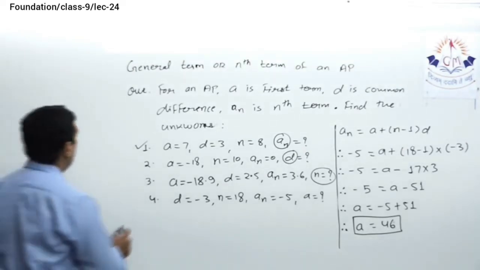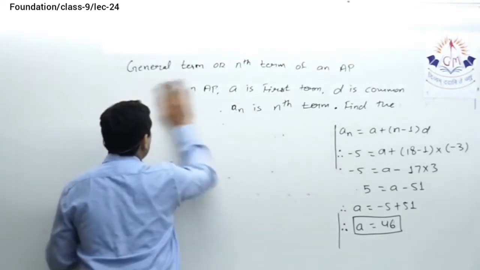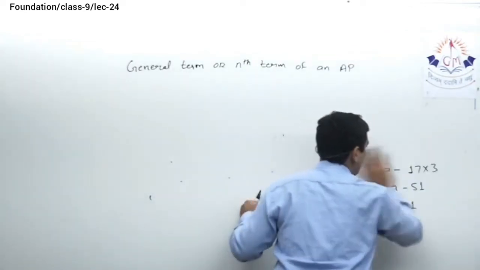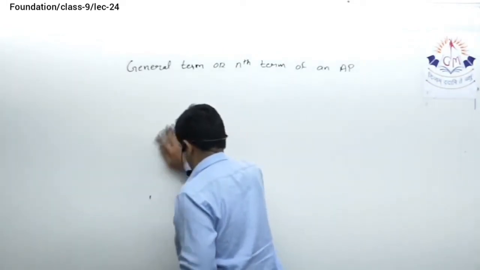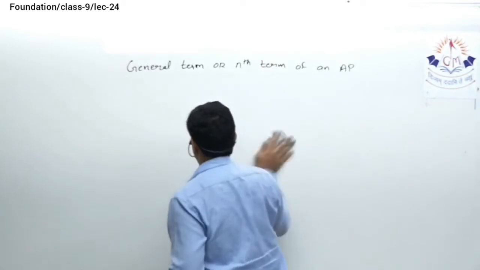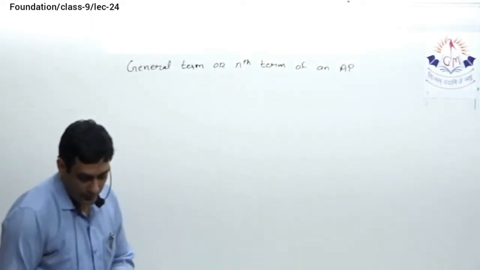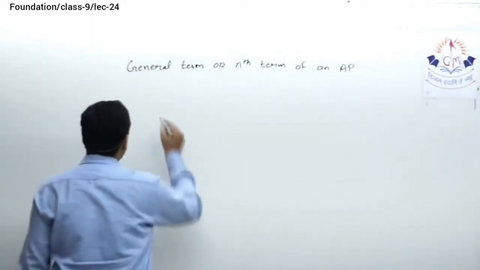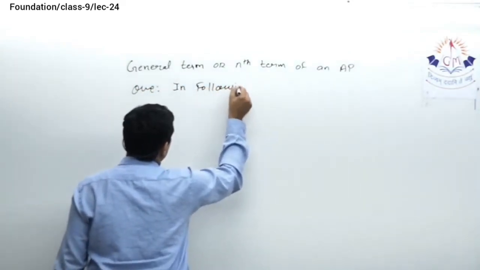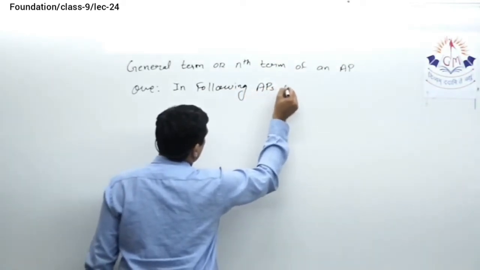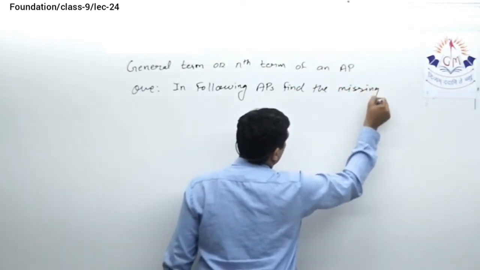Now let us see the next question. The next question is: in the following AP, find the missing terms.